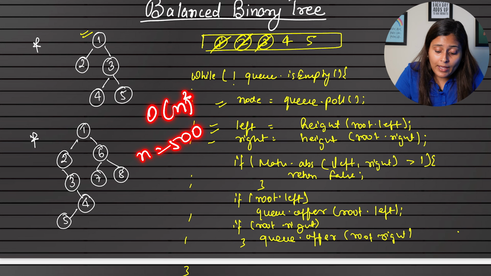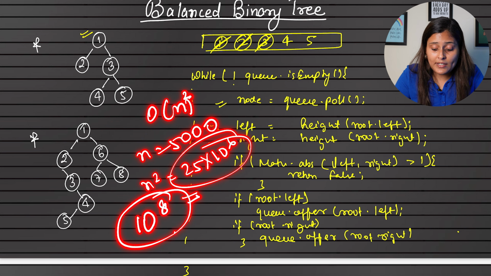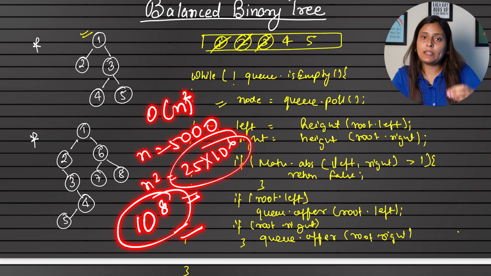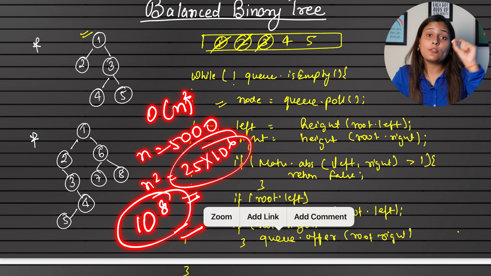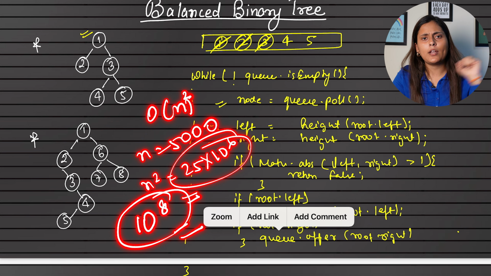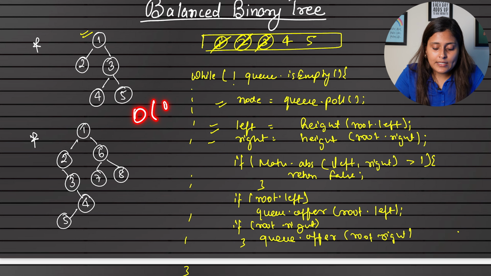So if n was 5000, n square will become 25 into 10 power 6. Although it will get submitted, but it will be very slow. And if it somehow goes beyond 10 power 8, for sure there will be a chance of getting TLE. How I said this? Because we have discussed time and space complexity in our full video. I'll attach the link somewhere here. So this code will be slow. Time complexity is n square.